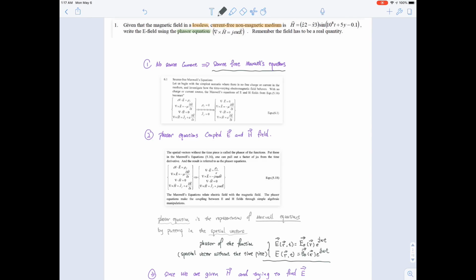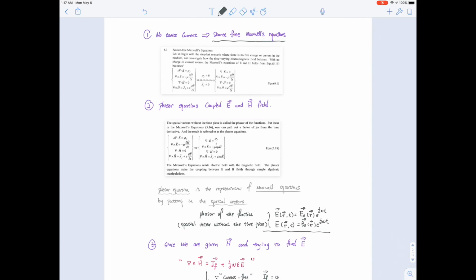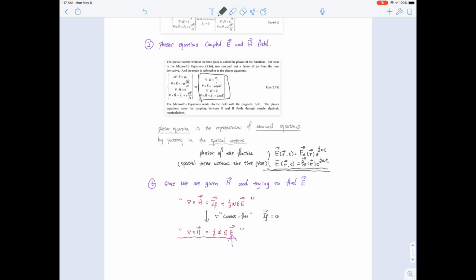And the second thing we should notice is that the problem asks to use the phasor equation to solve the problem. The phasor equation is basically a representation of Maxwell's equations using these spatial vectors. This part right here is what the phasor equations are. The reason to use the phasor equation instead of the Maxwell equation is that it makes algebraic manipulations easier, because we get rid of the derivative term right here.